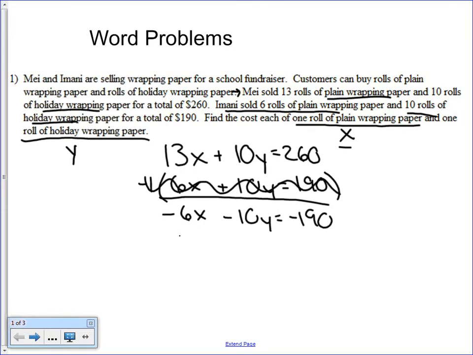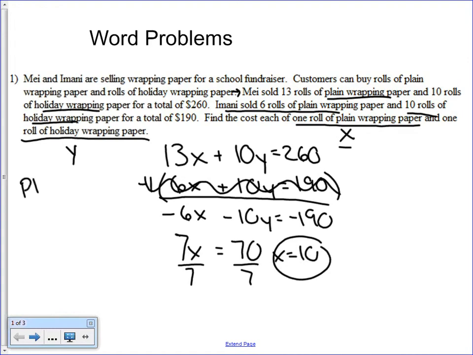13X minus 6X gives me 7X. The 10Y and the negative 10Y cancel out. And 260 minus 190 gives me 70. Solving for X, divide by 7, so X will equal 10. So the plain wrapping paper will cost $10. And how do you find the holiday wrapping paper?